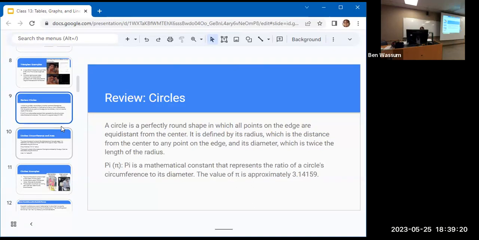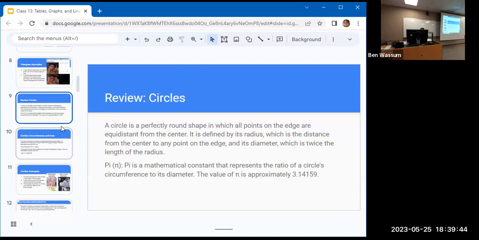Circles are perfectly round shapes where all points on the edge are equidistant from the center. So basically, you got a point, and then you just kind of have a distance around that point the whole way, and then you end up with a circle. So the distance between the center and that point is called the radius.